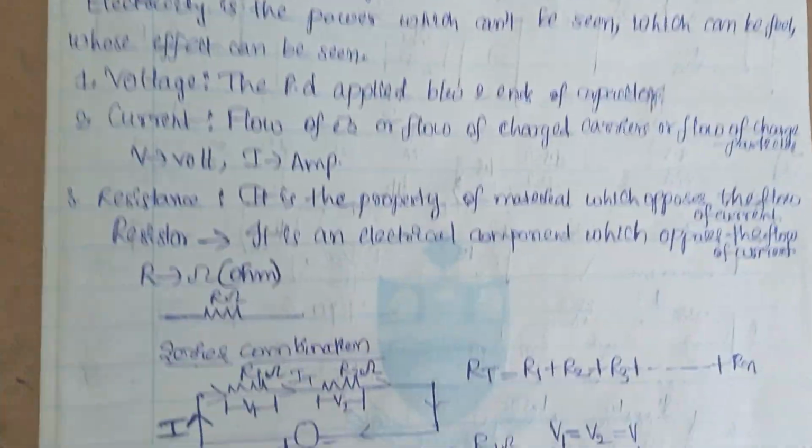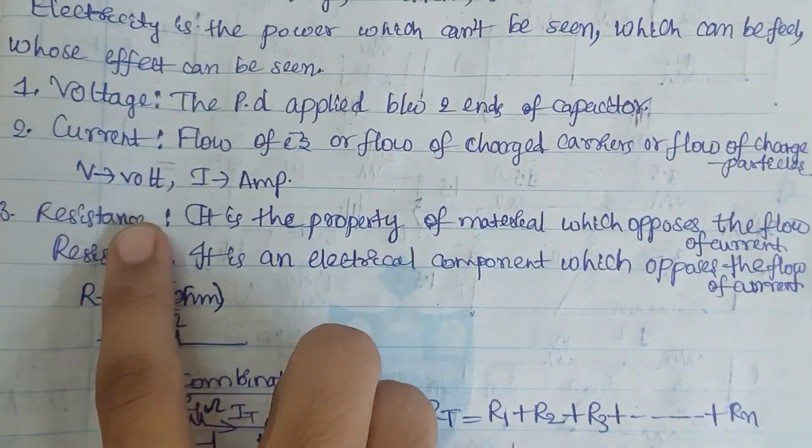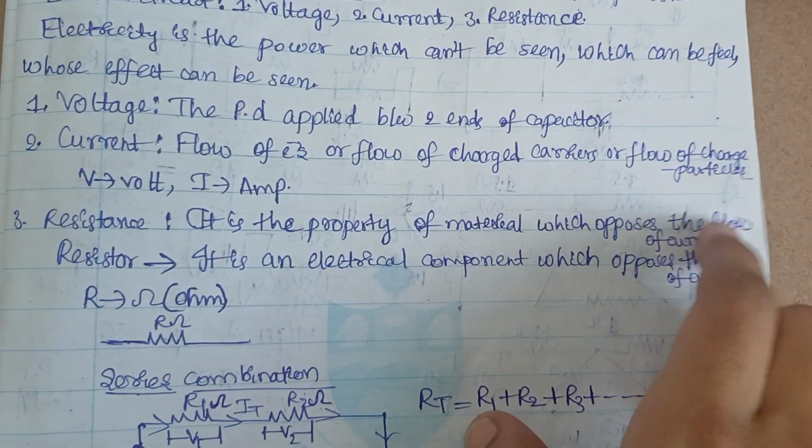This is just the basics, so I'm not going into much detail. And resistance is a property of a material which opposes the flow of current.